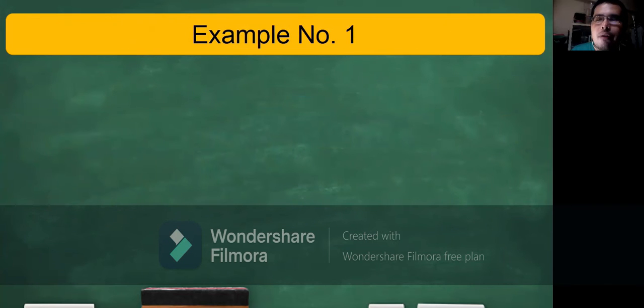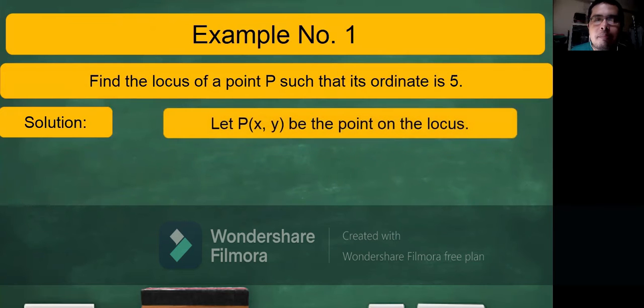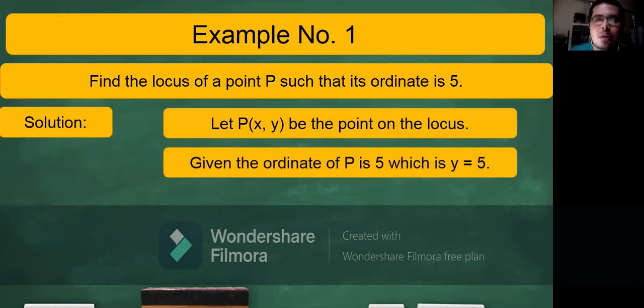So let's have our first example. Find the locus of a point P such that its ordinate is 5. Ordinate means the y-coordinate of your ordered pair. For our solution, let P(x, y) be the point on the locus. Given the ordinate of P is 5, which is y, so y is equal to 5.